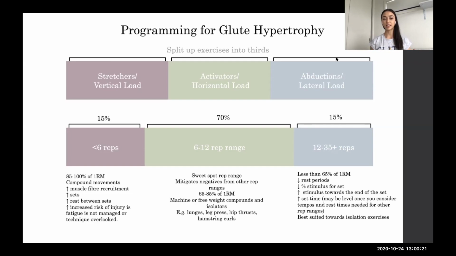So now talking about the 6 to 12 rep range, why is this a sweet spot rep range? Basically, this mitigates the negatives from the other rep ranges. You'll be working at 65 to 85% of 1 rep max, approximately. And this is where you'll be doing your machine or free weight compounds or isolators. So your lunges, leg press, hip thrust, hamstring curls, rounded back extensions, squats, deadlifts. You can really do any exercise in this rep range. So yeah, it is the sweet spot rep range for sure.